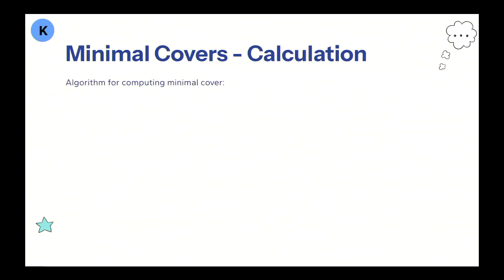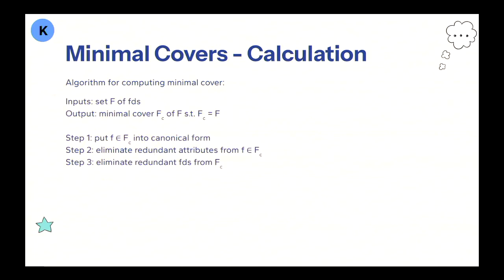So here's the algorithm for calculating minimal covers. The input is a set of functional dependencies, and the output is the minimal cover, such that the minimal cover is equivalent to the original set of functional dependencies. The first step is we put every functional dependency into a canonical form, which means that all the functional dependencies should only have one single attribute on the right hand side. The second step is we eliminate the redundant attributes from all the functional dependencies of the minimal cover, and then we eliminate the redundant functional dependencies from the minimal cover.